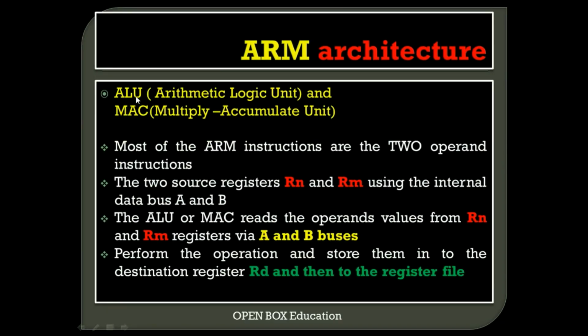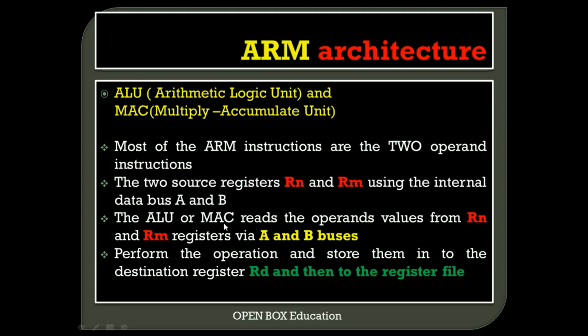Next one is the arithmetic logic unit and multiply accumulator unit. Simply we can call it ALU and MAC. Most of the ARM instructions are two operand instructions. The two source registers, here we have Rn and Rm. These two source registers in ARM use the internal data buses A and B. That is, these two source registers will use the internal data bus of this ARM. The internal data bus of this ARM is nothing but bus A and bus B, and the source registers are here Rn and Rm.